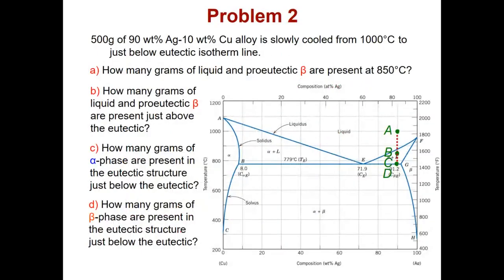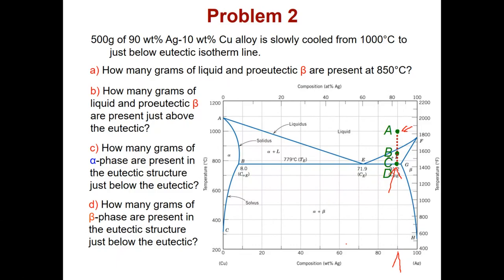Okay, let's move on to the next problem. Here we have a eutectic phase diagram. We have 500 grams of 98% silver. Let's see where it is, 98% silver, right here. This is the indication when we have 98% silver and 10% copper. This is slowly cooled down from 1000 degrees C to just below the eutectic isotherm line. So starting from this temperature right here, it moves down to a point which is just below TE right here.